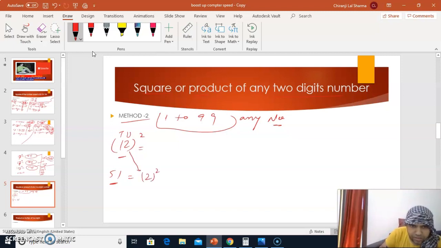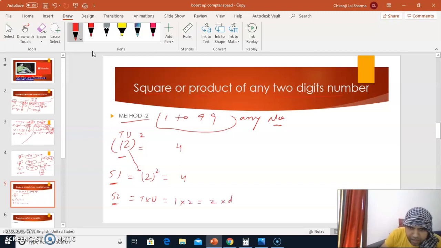What is the unit digit? 2. So you have to write the square of this. This is 4, so you will write here 4. Now in step 2, you need to multiply the tens and unit digits. So what are the tens and unit digits here? 1 and 2, and it will give you 2.